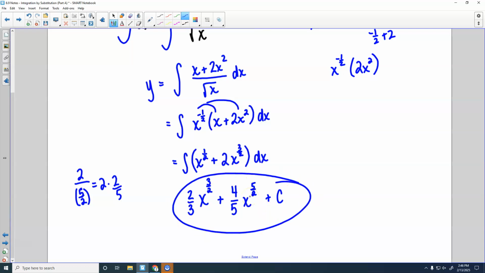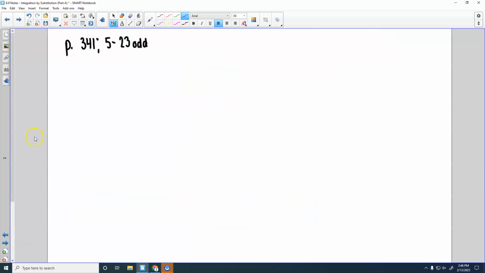So the homework does that. That puts a couple in there that are not U to U problems. So be on the lookout for them. You don't always have to use U to U. And so your assignment is going to be on page 341, and it's 5 through 23 odd.